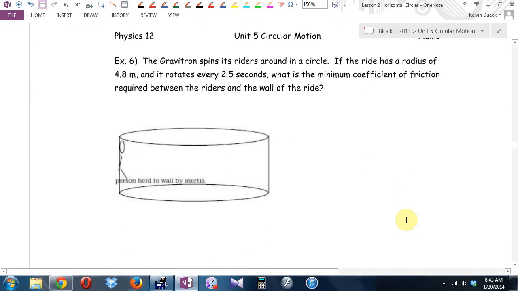Example 6. I like example 6. You know what? Is example 6 an amusement park ride? Yep. Is it a cool amusement park ride? Yep. I probably really shouldn't need to say that I like example 6, but I will.